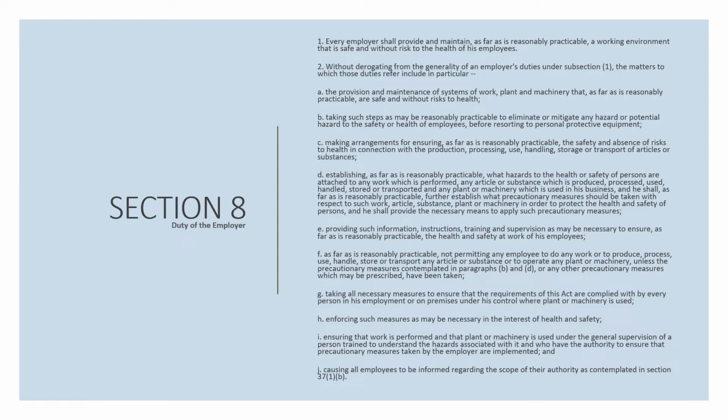Now notice section 8.2i. Ensuring that work is performed and that plant or machinery is used under the general supervision of a person trained to understand the hazards associated with it and who has the authority to ensure that precautionary measures are taken by the employer. Now, this person, again, we find another appointment within this piece of legislation. We call this person an 8.2i, someone who is more technically minded, because they now have information that is plant or machinery related. And this person, who is a general supervisor, must be trained to understand the hazards associated with that plant or machinery being used.